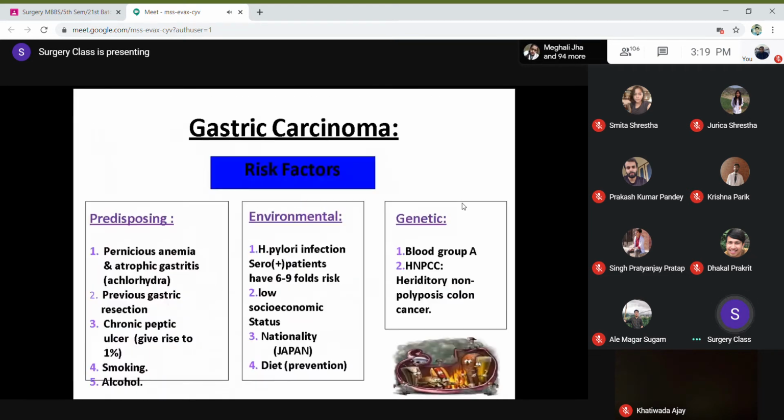Sorry. So if we talk about the risk factors, the predisposing factors you can see here are pernicious anemia or atrophic gastritis, previous gastric surgery, chronic peptic ulcer, smoking and alcohol. Environmental factors like Helicobacter pylori infection, which gives a relative risk of 6 to 9 fold, and low socioeconomic status, Japanese nationality, and diet. And in genetics, you will see blood group A patients and patients with hereditary non-polyposis colorectal cancer syndrome, HNPCC. So these are the various risk factors.